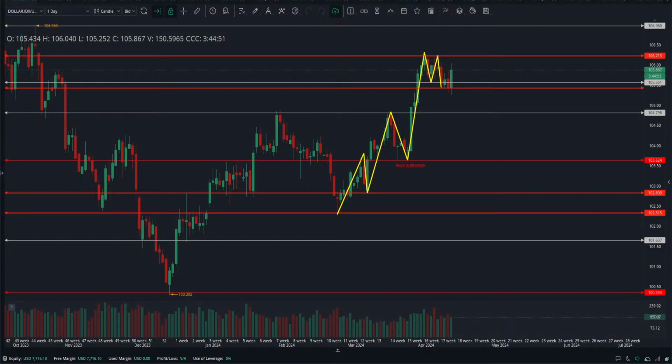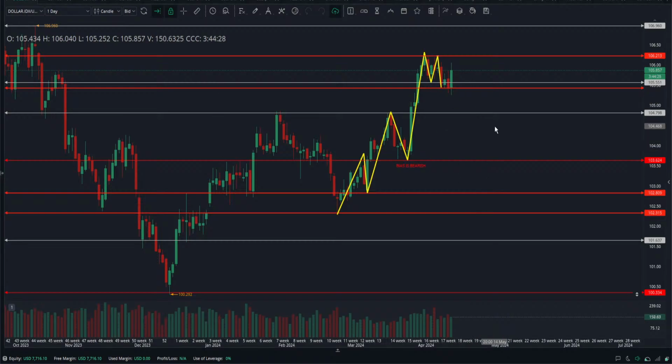What you see on your screen right now is the daily chart of the US dollar index. For any forex trader, this chart is very important to see in the beginning, because when you go through the dollar index chart, you have an idea where the dollar is going today. If the dollar is going up, the rest of the currencies will be going down against the US dollar. So you have a clear idea from the daily chart.